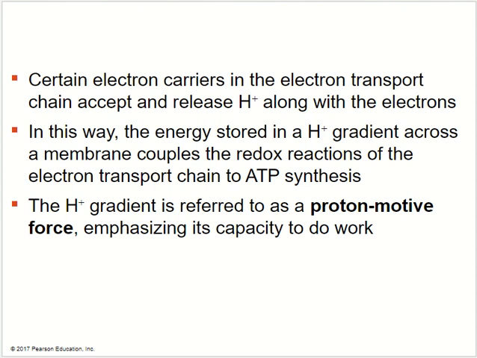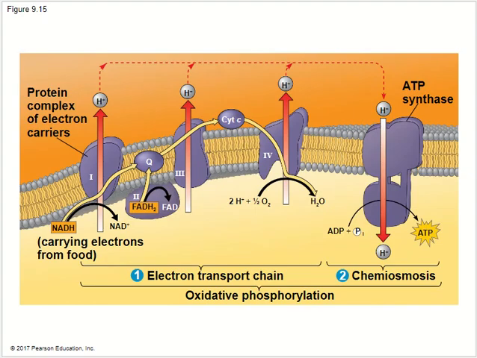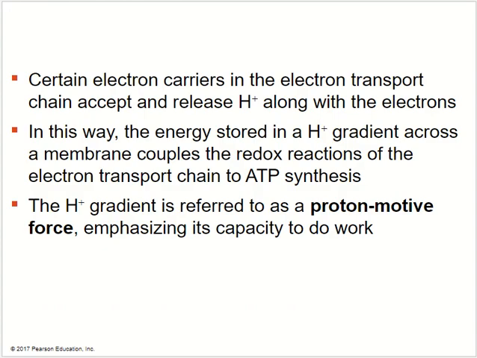Certain electron carriers in the electron transport chain accept and release protons along with electrons. In this way, the energy stored in the proton gradient across the membrane couples the redox reactions of the electron transport chain to ATP synthesis. The proton gradient is referred to as a proton motive force, emphasizing its capacity to do work. In a similar way, in physics, electromotive force, or EMF, is called a voltage and involves electrons, but here we're looking at proton motive force.